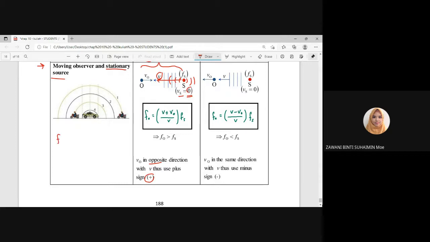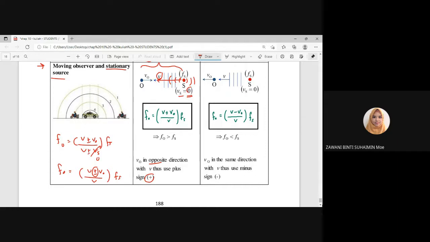Daripada F naught is equal to V plus minus V naught, Fs bahagi dengan V plus minus Vs. Okay, tadi Vs kita kosong. So kosong lah kat sini. So tinggallah F naught equals V plus minus VO, Fs over V saja. So tapi kita kena tentukan sama ada kita nak guna plus ataupun minus, dengan cara kita tengok direction of V dan juga direction of VO. Okay, macam atas tadi case kita tengok direction of V dan juga direction of Vs.